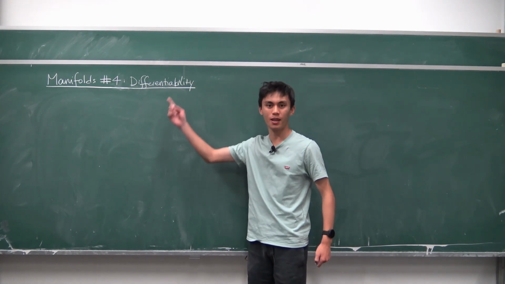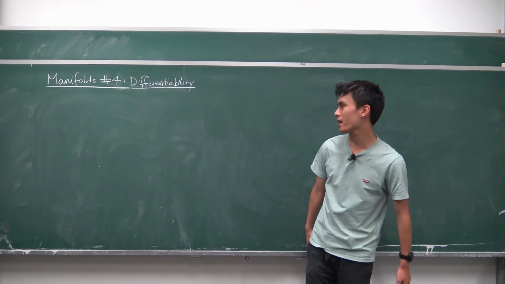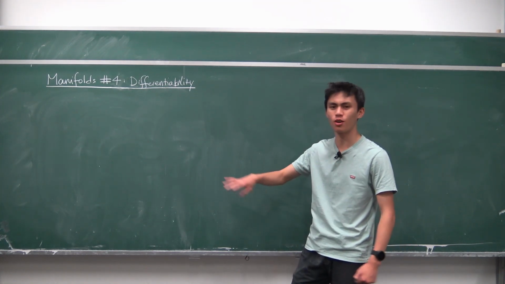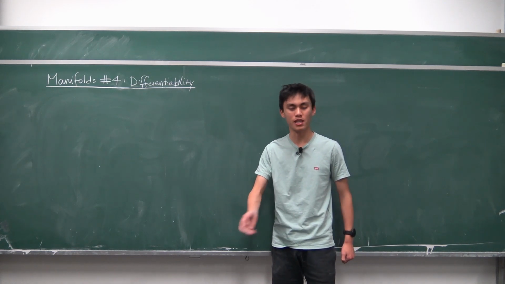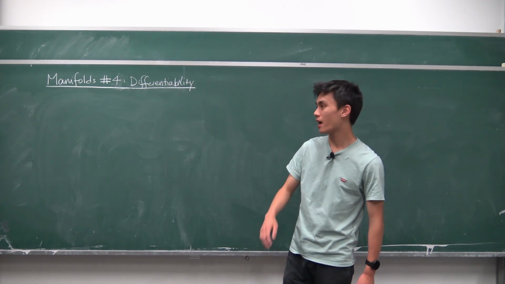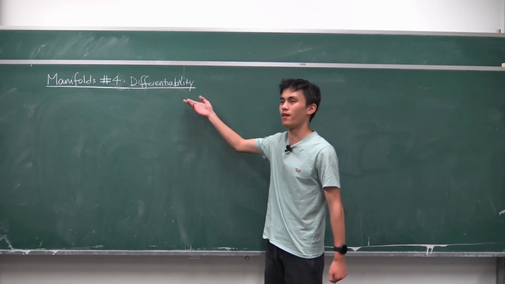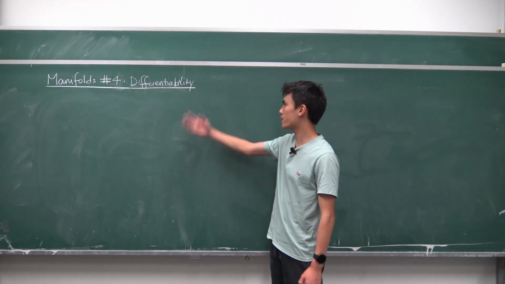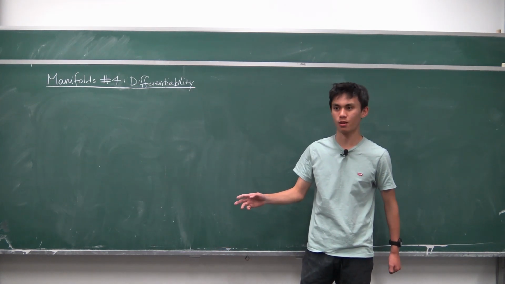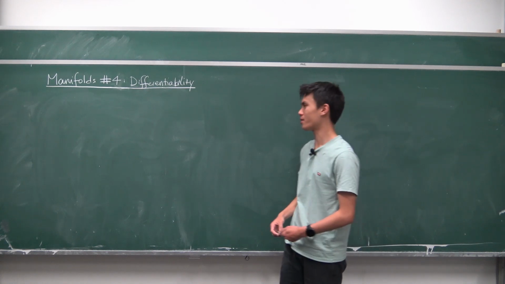Today we're taking a look at differentiability, which is roughly speaking how you can differentiate things on manifolds. So we're going to be putting those maximal atlases we saw in the last video into action in order to define differentiability. But before we take a look at differentiability, we have to take a look at some manifold philosophy, if you want to call it that.